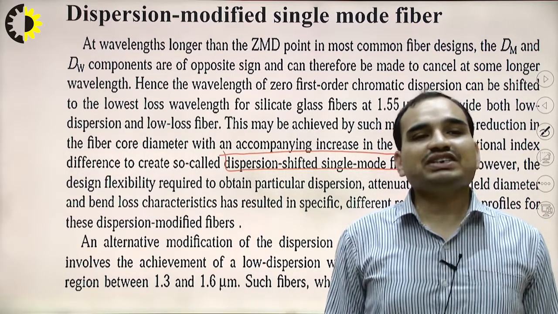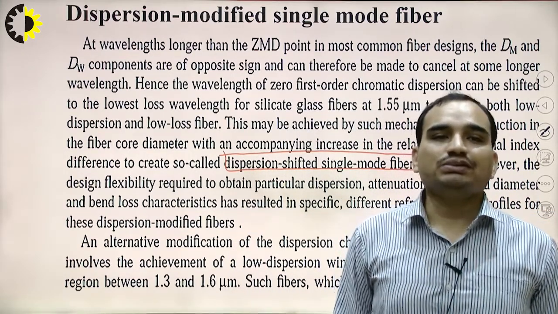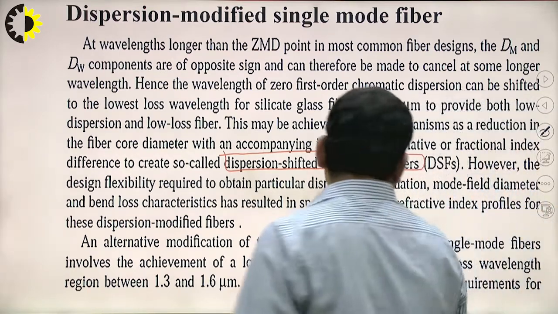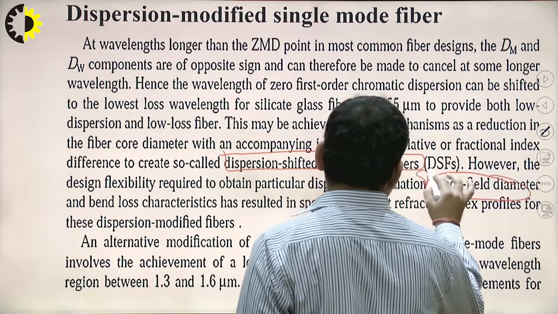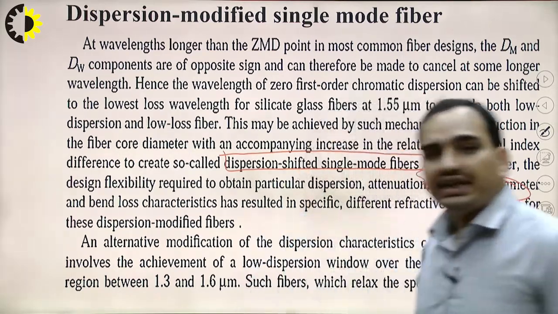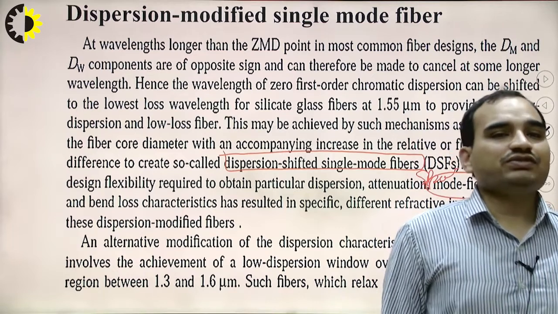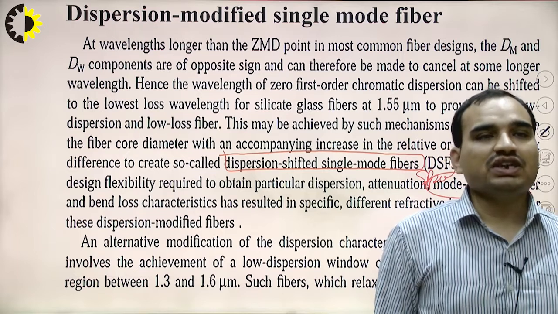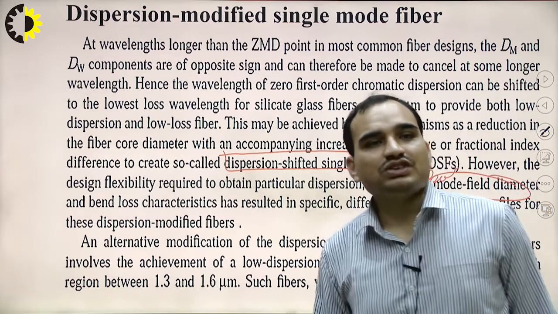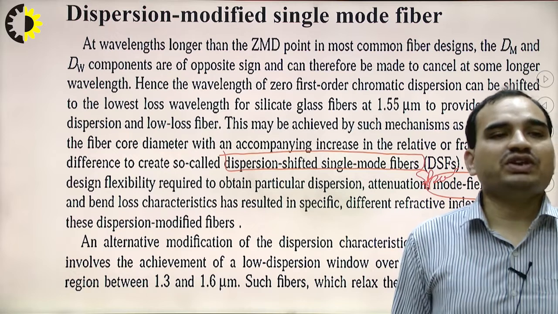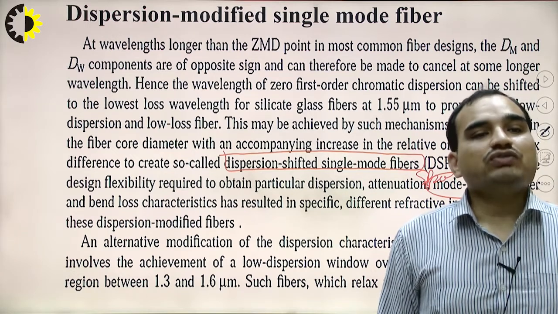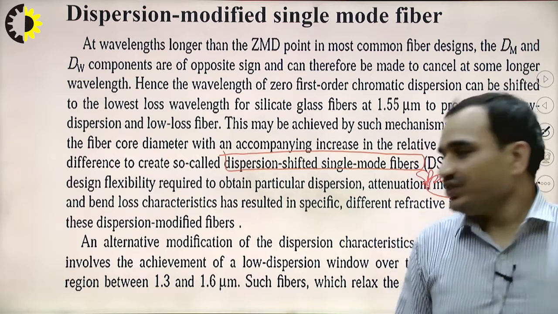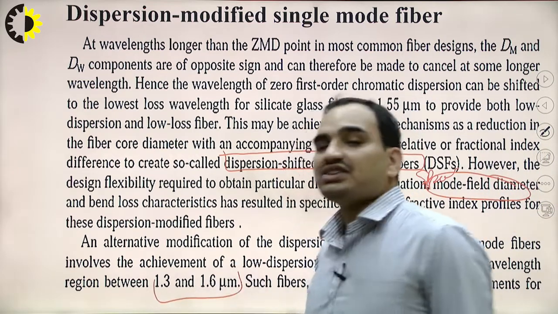However, the design flexibility required to obtain the particular dispersion, attenuation, mode field diameter, also known as the spot size, and bend loss characteristics has resulted in specific different refractive index profiles for these dispersion shifted fibers. The alternate modification of the dispersion characteristics of single mode fiber involves achieving a low dispersion window over the low loss wavelength range, from 1.3 to 1.6 micrometers.